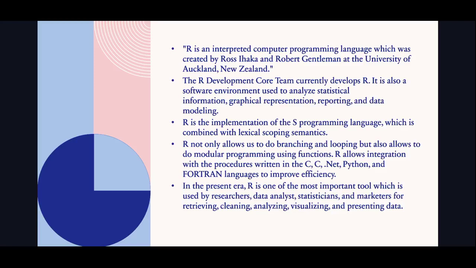S language was started in 1976 as an internal statistical analysis environment. Remember this term as it is very important. This was implemented originally in Fortran libraries and it was rewritten in C language in 1988. So the key idea behind the creation of S language and later R language was to provide a language which is suitable for interactive data analysis as well as for writing longer programs.